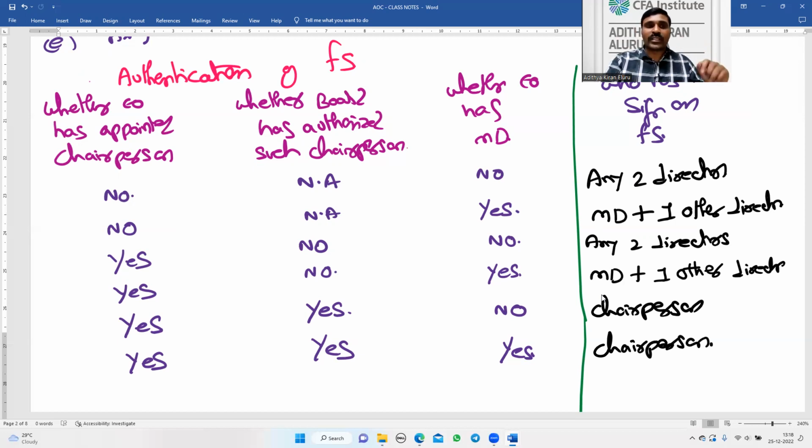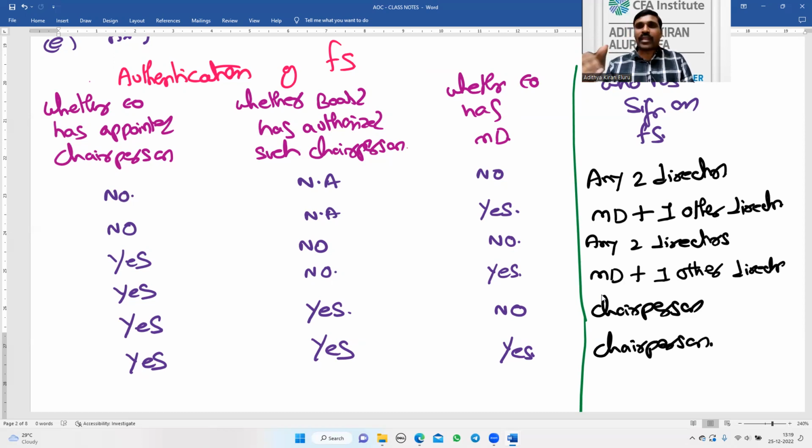Who has to sign on the financial statements? First, check whether the company has appointed a chairperson. No, sir, the company has not appointed a chairperson. If not, there is no question of the board giving authorization or not giving authorization to him. Therefore, not applicable. But we have to check the managing director. Whether the company has a managing director? No. Any two directors. If the company has a managing director, then managing director plus one other director.